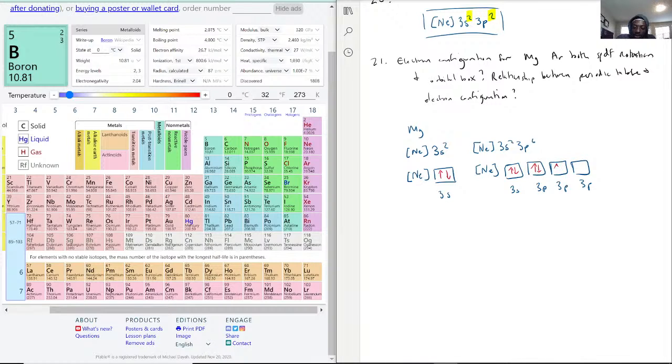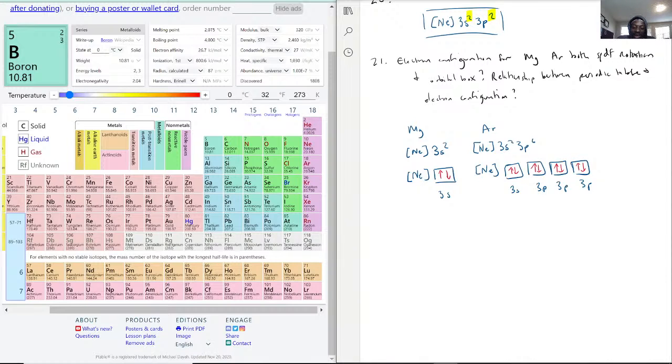1, 2. Okay, and now this would be argon. Now they're asking you what the relationship is between the periodic table and the electron configuration. Great question.